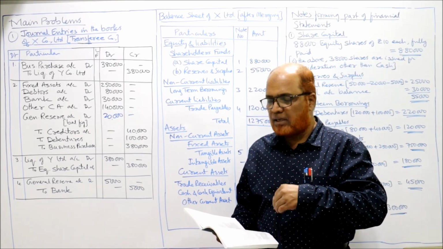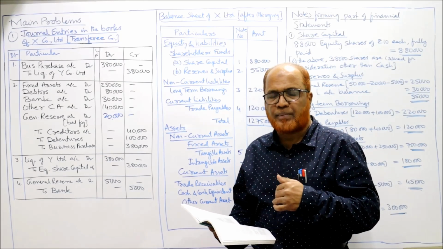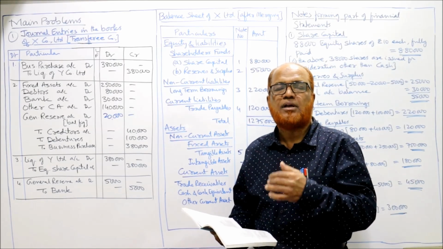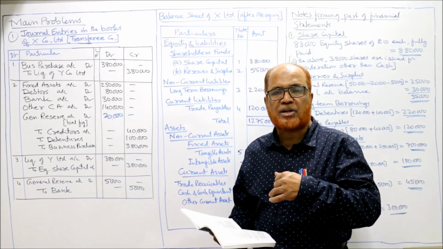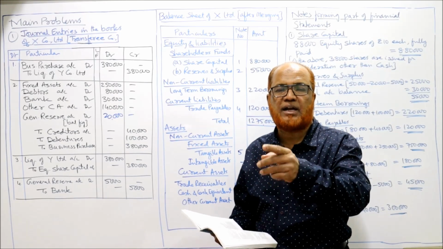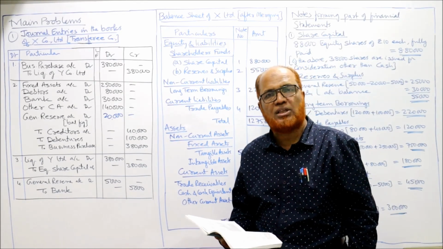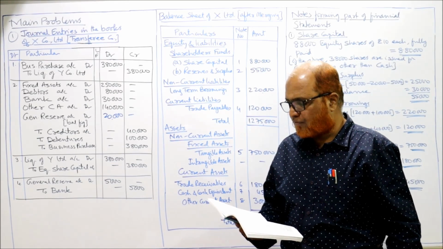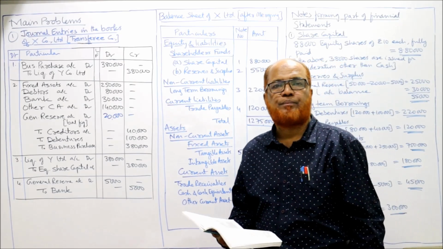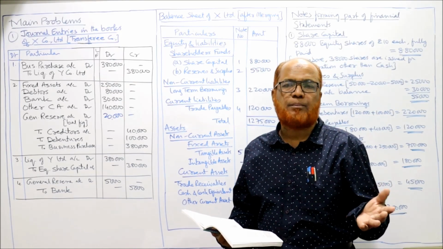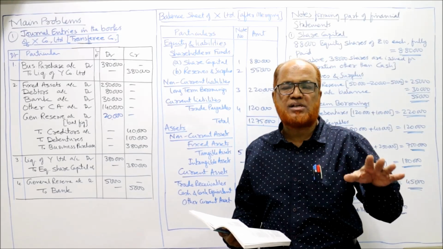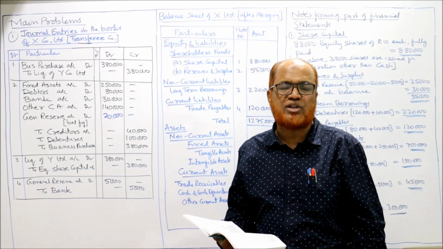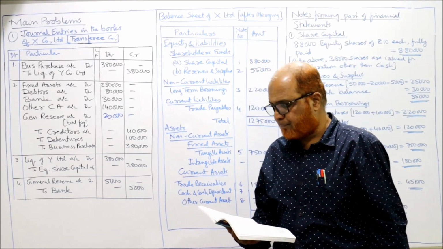X company limited is purchasing Y company limited and paying 3,80,000 in the form of shares. Liquidation expense of Y company amounting to 5,000 will be paid by X company. X company is the transferee company, purchasing company. The purchasing company agreed to pay the liquidation expenses of Y company.